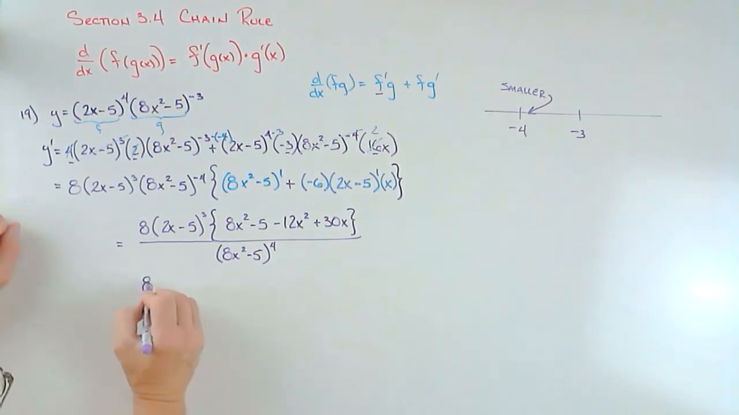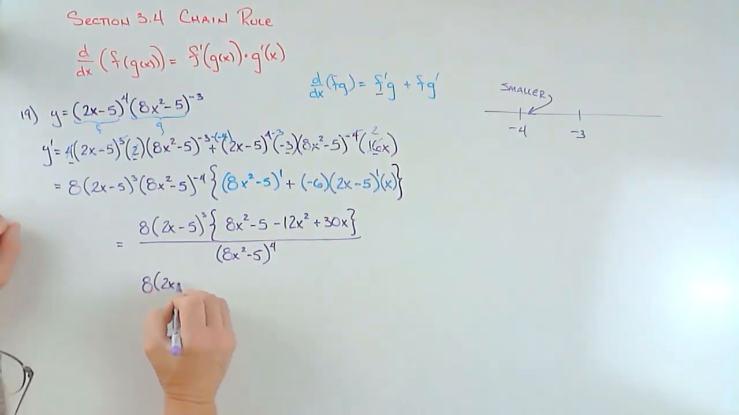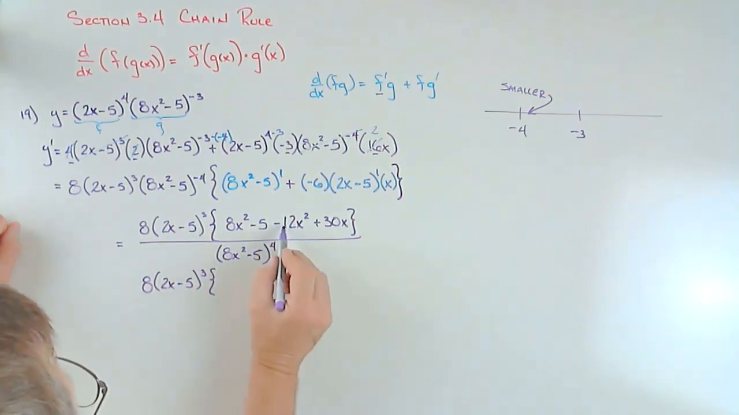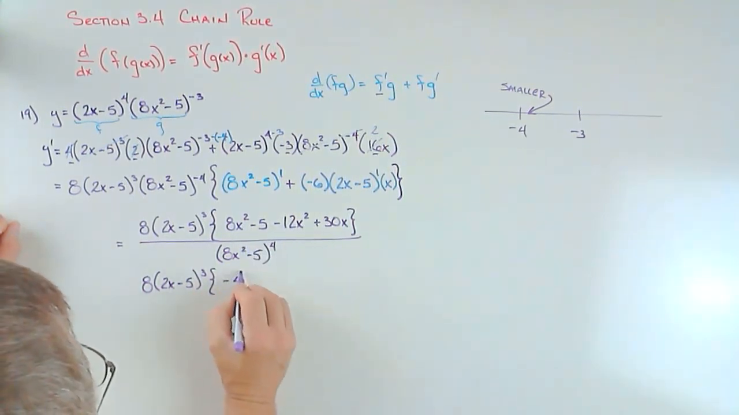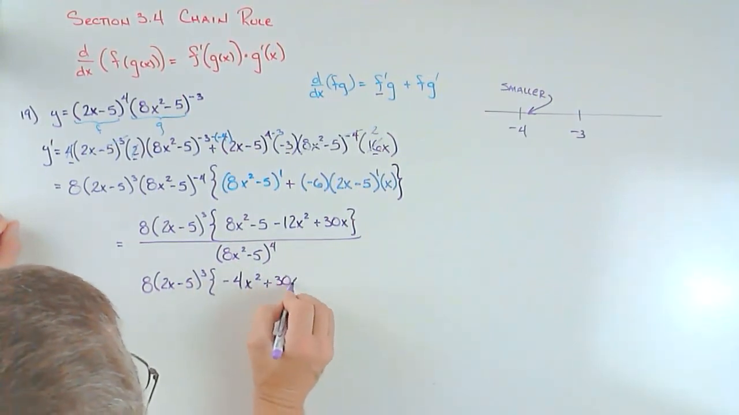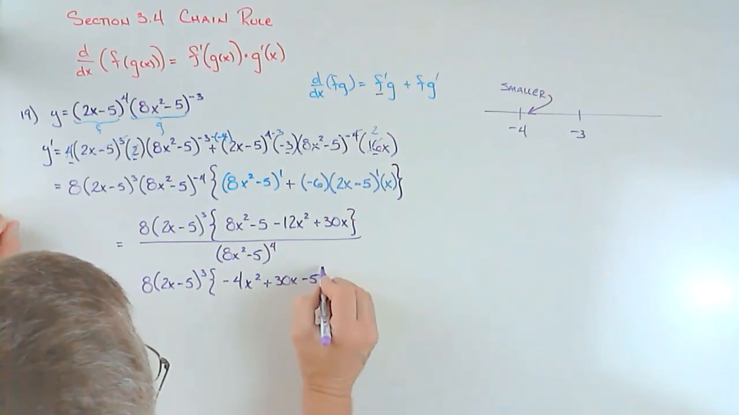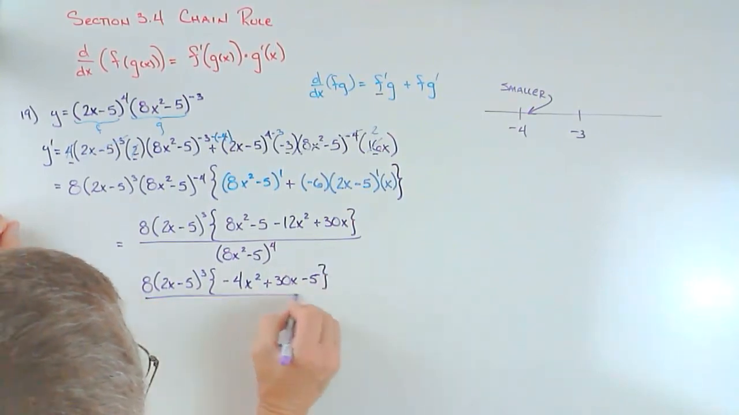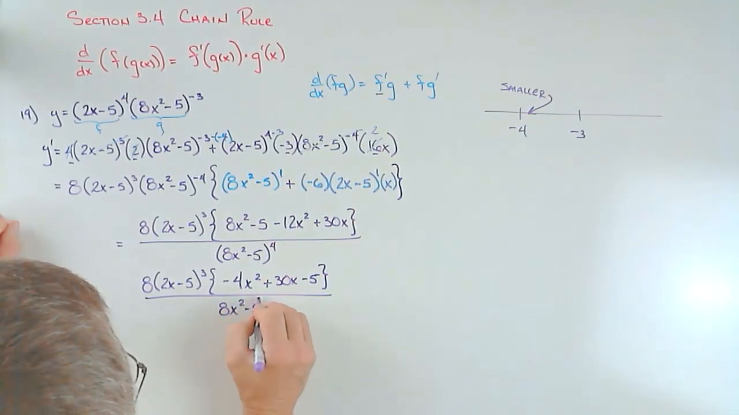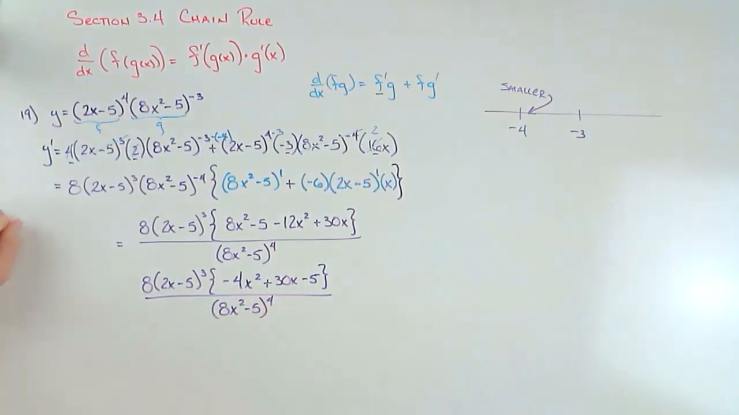So we have 8. We have 2x minus 5 cubed. Here we have -4x squared plus 30x minus 5, all divided by 8x squared minus 5 to the 4th.